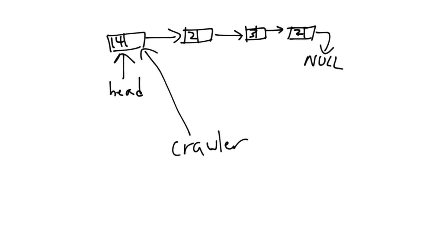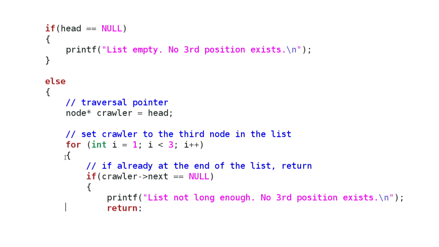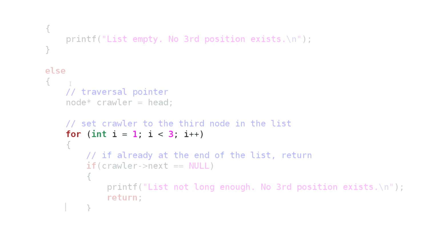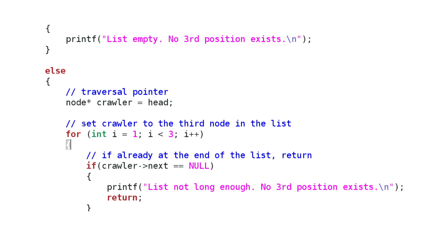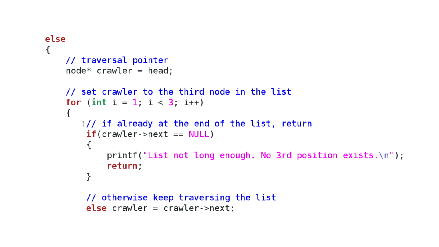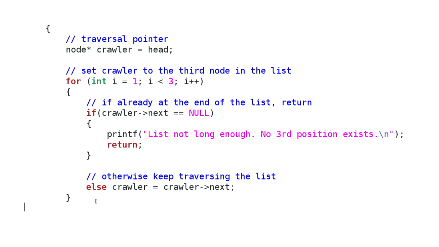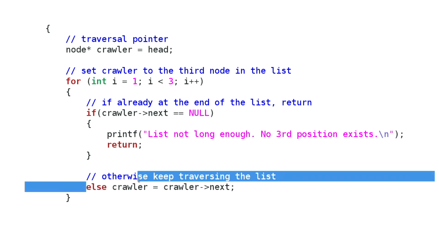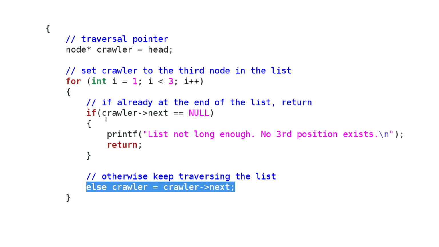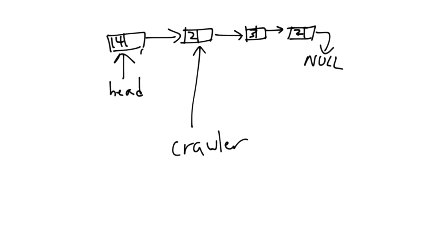So we're at the first element. We have to go forward 2 more elements before we can insert. So we can use a for loop. Int i equals 1, i is less than 3, i++. And in each iteration of the loop, advance our crawler pointer forward by 1 node by checking if the current node's next field is null, and if it's not, move our crawler pointer to the next node by setting it equal to the current node's next pointer. So since our for loop says to do that twice, we've reached the third node.